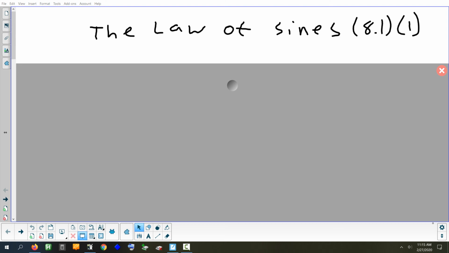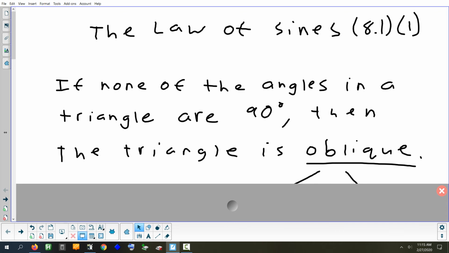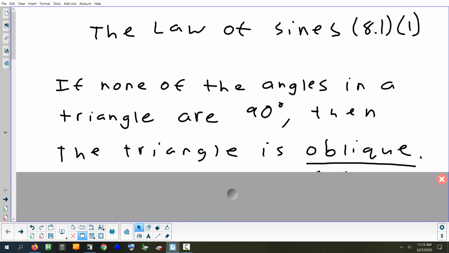Okay, so last section we're going to look at for this week is 8.1. We're only going to look at the first half of the section, so it's not even really a full section. And it's on what we call the law of sines. So the whole goal for this lesson is going to be to figure out how big the angles are and how big the sides are in a triangle.